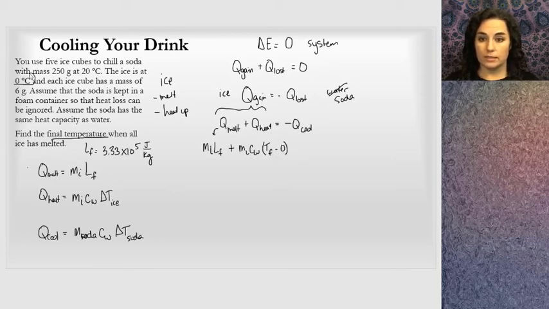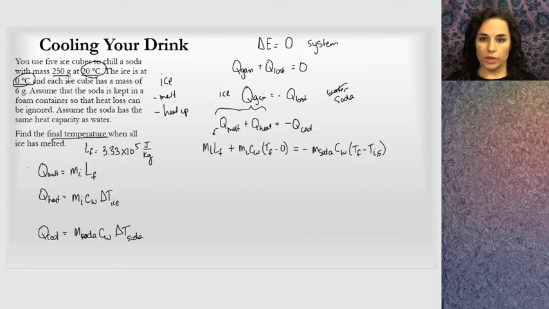Remember the ice is 0. I'm just going to plug in 0 there because that's going to get rid of a term. Over on the other side, I'm going to have negative M soda, C water, times T final minus T initial soda. T initial soda was 20.